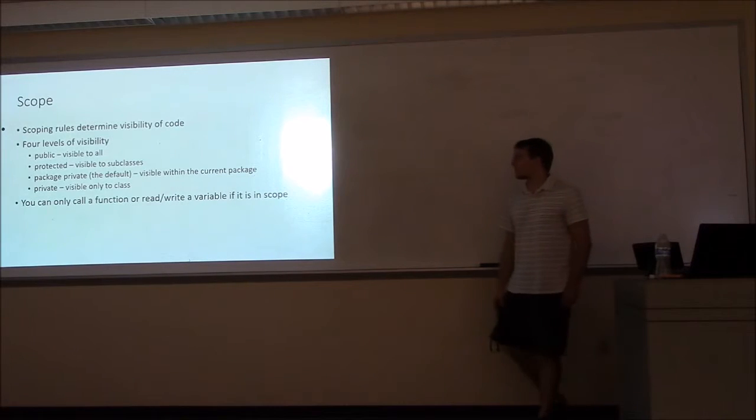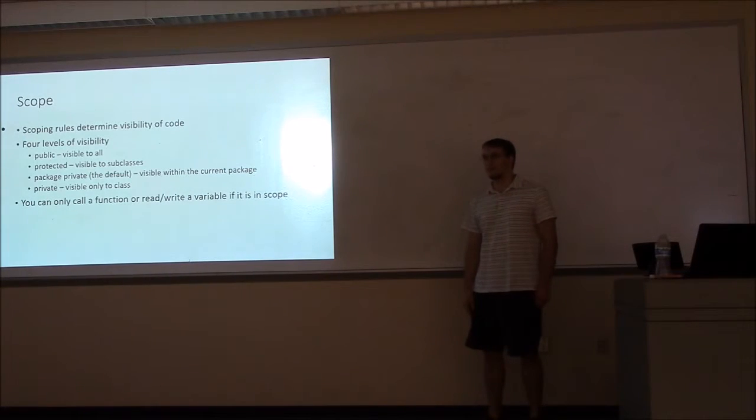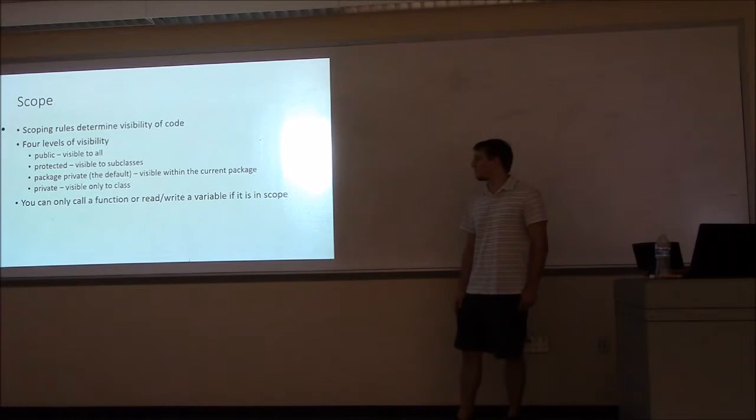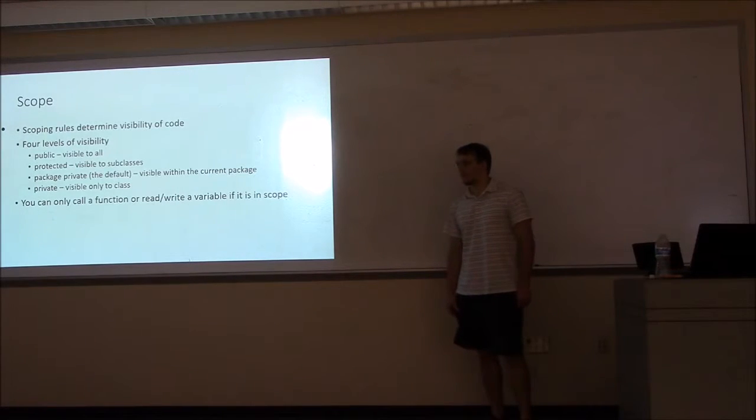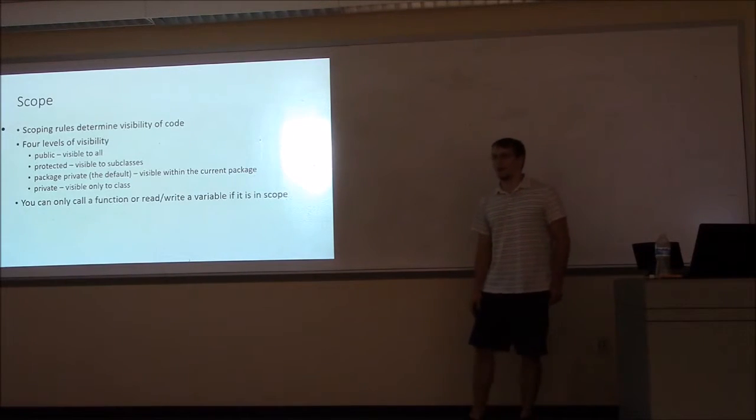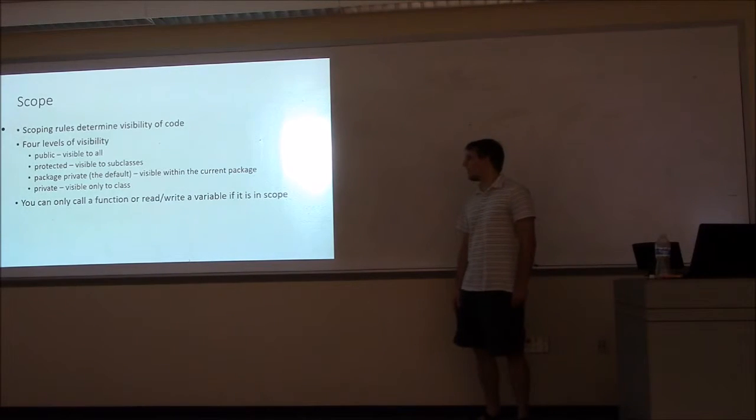So Java scoping rules determine the visibility of code to other parts of the code. There are 4 levels of visibility. The default is package private, so if you don't specify the visibility with any of these other 3 keywords, then that's what it will use. And that means it's visible within the current package. So at the top of a file, you can say package and then a name, and that will determine what package the contents of the file are in. And that's just a way of organizing your files by functionality.